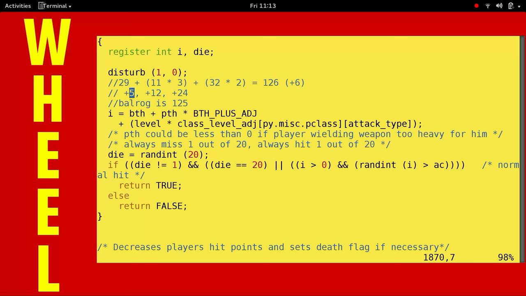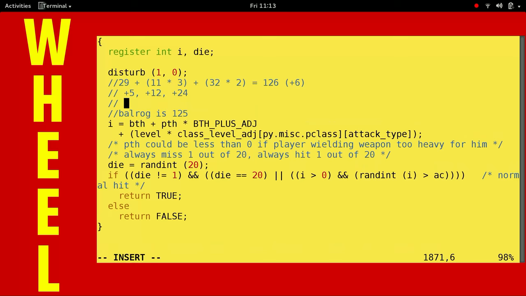So if you add all those up, what does that come to here? 17 plus 24 is 41. Am I right there? Yeah. So 126 plus 41 is 167. So we could have thought about this a little bit more and saved up some of those potions, because it looks like we really needed it.